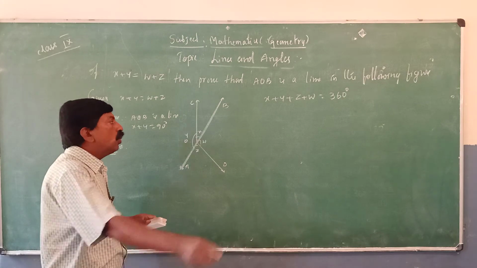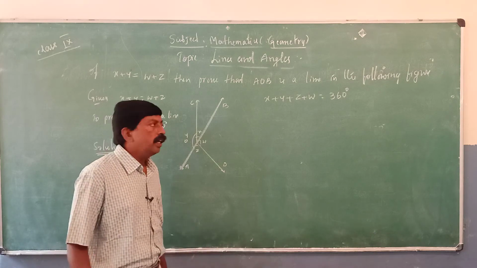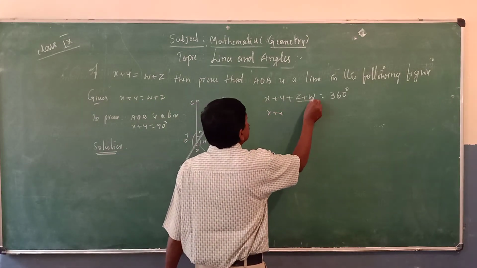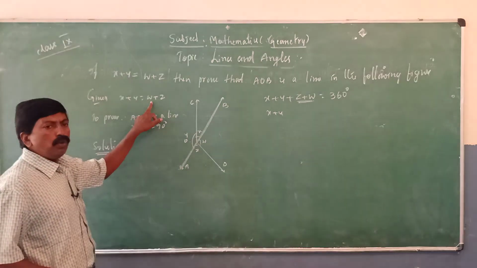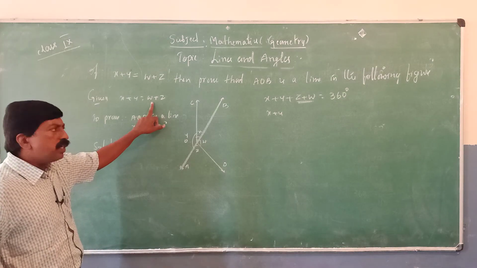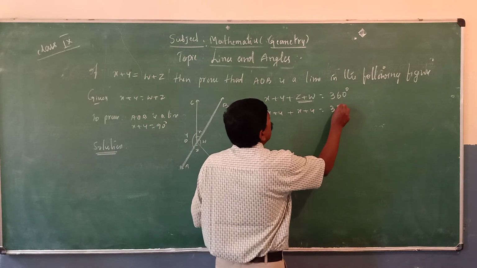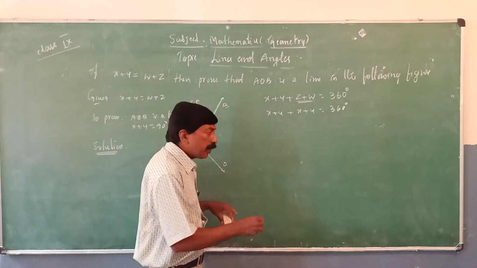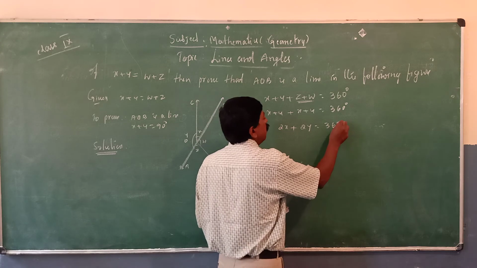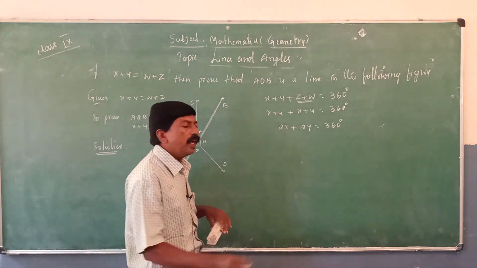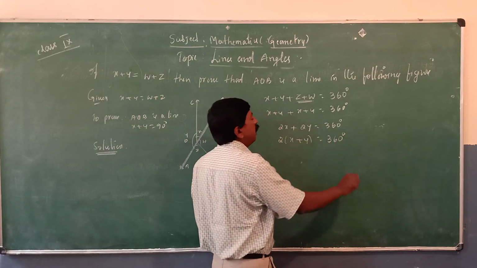Remember, all rays have the same starting point, so the total angle is 360 degrees. So x plus y you can write as it is. Z plus W. Observe here, x plus y is the same as W plus Z. In the place of Z plus W, you can write x plus y, which is equal to 360. x plus x, 2x. y plus y, 2y, which is 360 degrees. Next, what we have to do? You can take 2 as a common factor. Remaining x plus y is equal to 360 degrees.